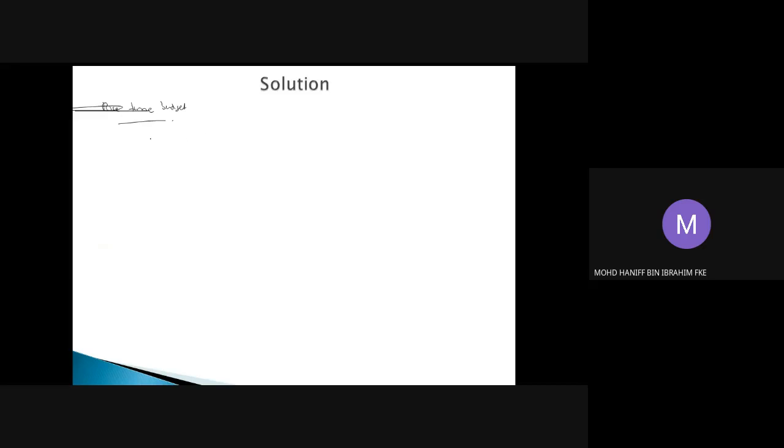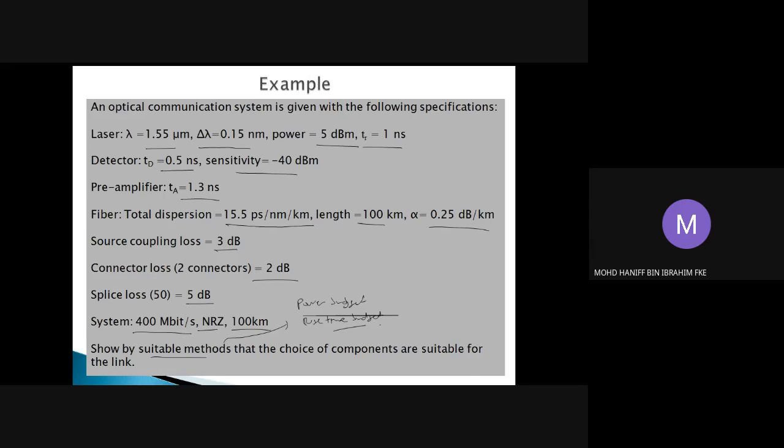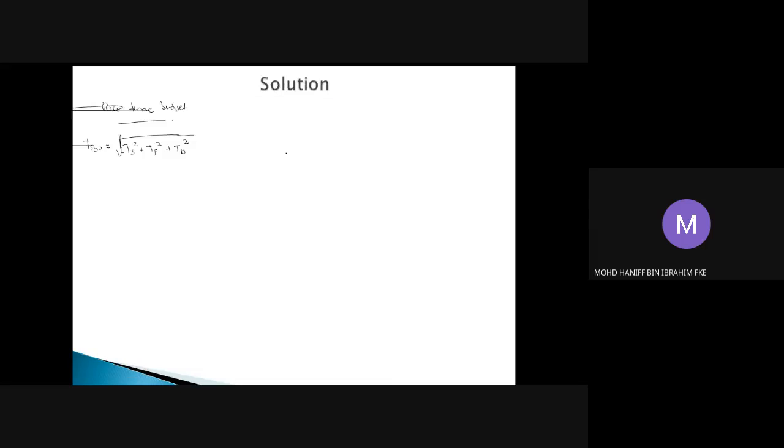Right. So from the rise time budget, if you can recall back, the total rise time is equal to the square root of the rise time of the source plus the rise time of the fiber optics, or dispersion of the fiber optics, plus the rise time of your receivers, the detectors. Let me go back to the previous one. So for the dispersion, we have only a dispersion of 15.5 picoseconds per nanometer per kilometer. That should be useful then.